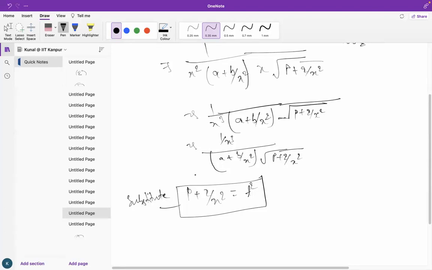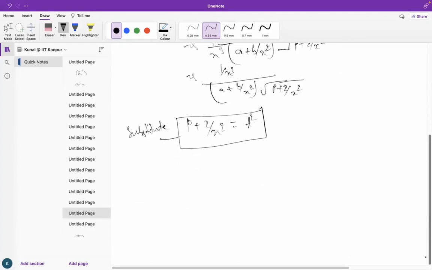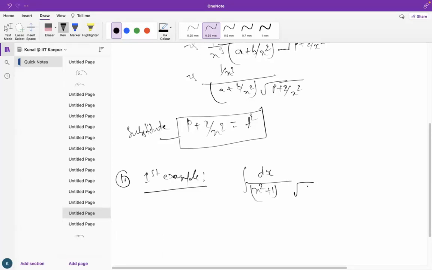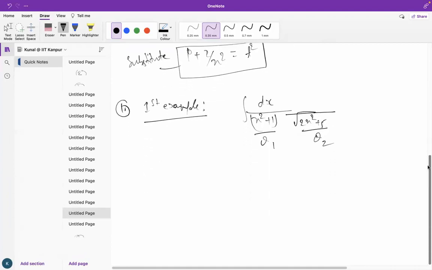So our first example is of the type dx by x square plus 1 and root under 2x square plus 5. Both of these look like quadratic functions with a missing x term. So I will just tell you how to approach this.